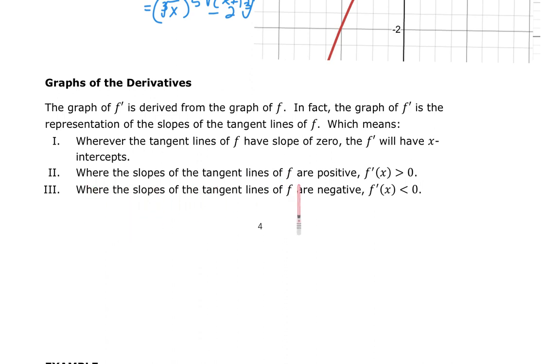Where the slopes of the tangent lines are positive, my derivative graph must be above the x-axis. It must be greater than 0, and that makes sense, because when we graph the derivative, we are graphing the slopes of that function. Where the slopes of the tangent lines are negative, my derivative graph will be below the x-axis because they're all negative.